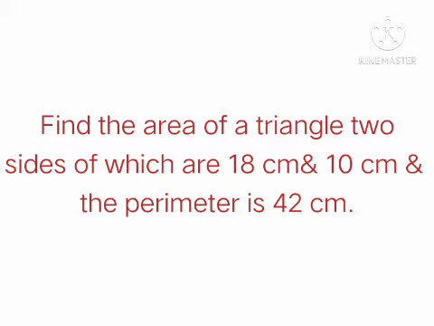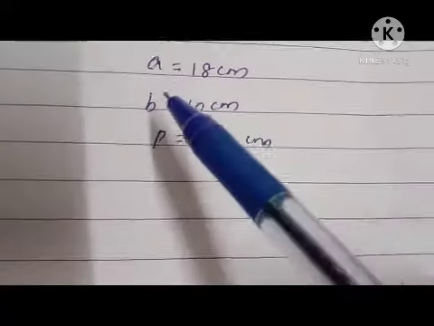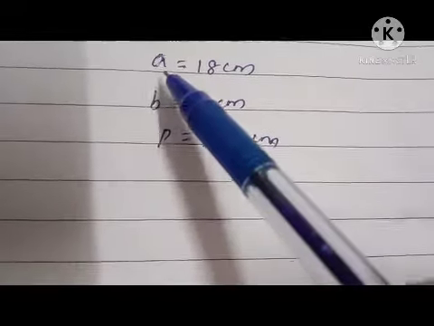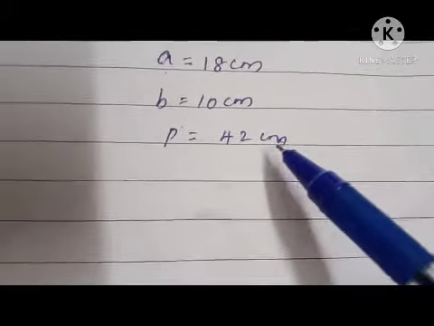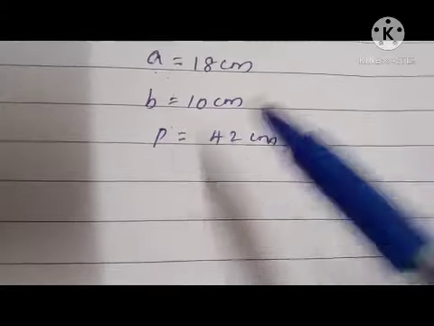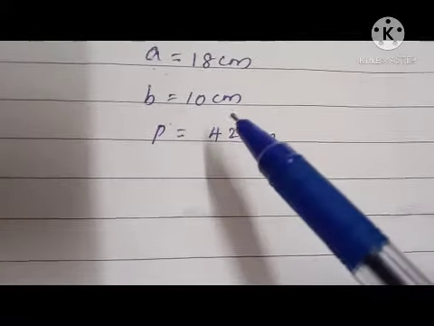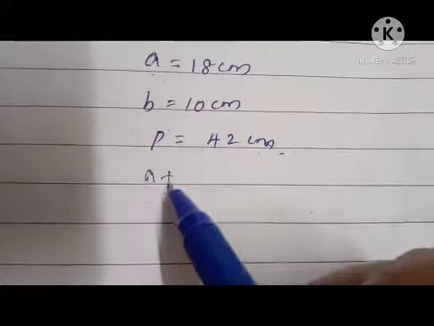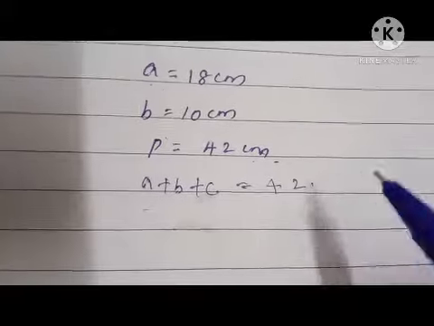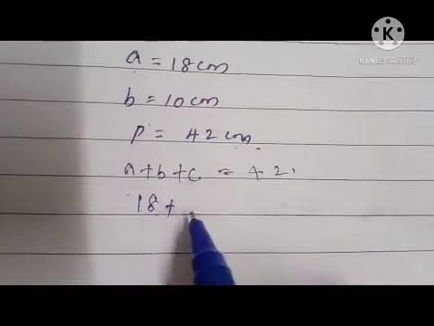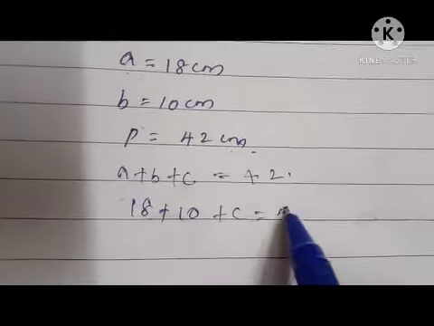Then only we can find its area by using Heron's formula, root s into s minus a into s minus b into s minus c. In the question it is given that two sides that we can take as a and b. Then perimeter is given as 42 centimeter. Perimeter of an equilateral triangle is 3a, but the perimeter of other triangle is a plus b plus c, the sum of the three sides. That is equal to 42. Then we can substitute the value of a and b. Then we can find c.